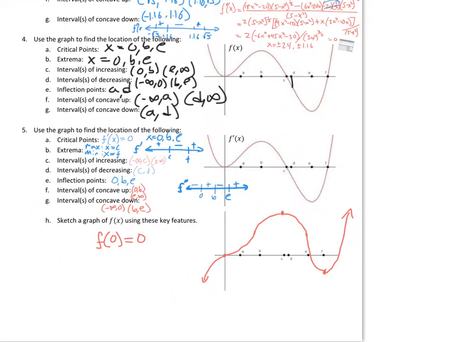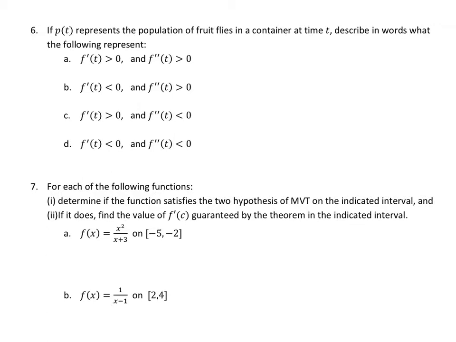All right, so there's a couple problems going from a graph to the information, all right, the special values. So here we got a function P of t that represents a population of fruit flies in the container at time t. And so we want to describe what's going on here, okay? And so here we have some descriptions. Well, these are all F's. Let's call this F, all right? So what's going on here, all right?